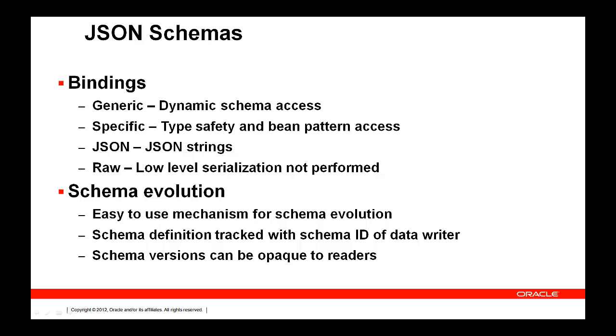The JSON binding, named JSON Avro binding, is easy to read or create JSON and also can interoperate or exchange data with other programs that use JSON objects. The raw binding gives you, the application programmer, the most flexibility. Low-level serialization is not performed.